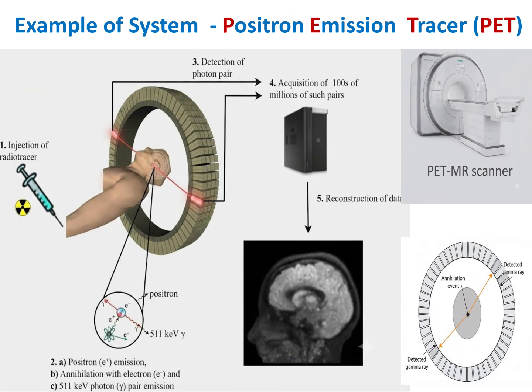This slide summarizes the complete PET imaging process. First, a radioactive tracer is injected into the patient. The emitted positron interacts with an electron and produces an annihilation event, generating two 511 keV gamma photons traveling in nearly opposite directions. As shown in the detector ring figure, these photon pairs are detected simultaneously by opposite detectors. A large number of such coincidence events are collected by the PET scanner. The measured data are then processed and reconstructed to form the final PET image shown on the right. Thus, PET imaging follows the sequence: tracer injection, positron emission, annihilation, photon pair detection, data acquisition, image reconstruction.